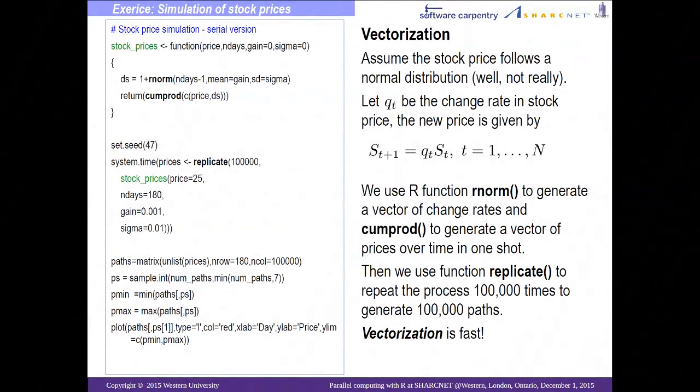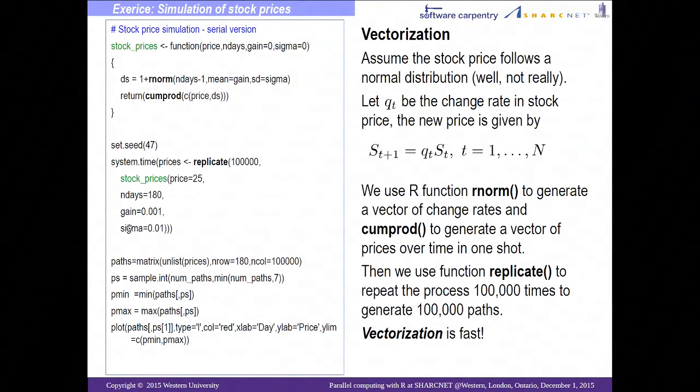So instead of having a cumulative sum, we have this cumulative product. We're going to use the R function rnorm to generate a vector of change rates over 200 days, and then we call cumprod to generate a vector of prices over time in one shot. So instead of looping over 200 days, we just call the function to generate a vector of 200 prices in one shot. That's the idea.